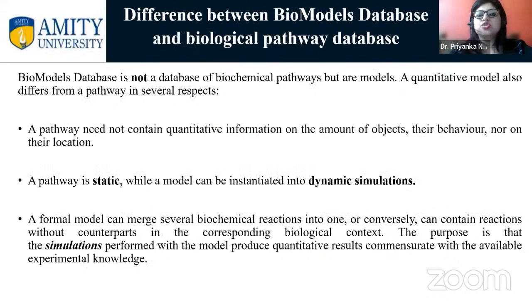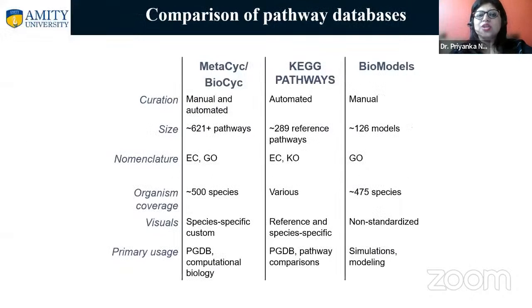I've been showing you all the pathways that are present in different databases. So let us compare all these pathway databases. What I talked about, MetaCyc or BioCyc, the curation is manual and automated both. KEGG pathways have automated curation. Biomodels again is manual. The size is more than 621 pathways. KEGG has 289 reference pathways, and BioModels have more than 126 models.